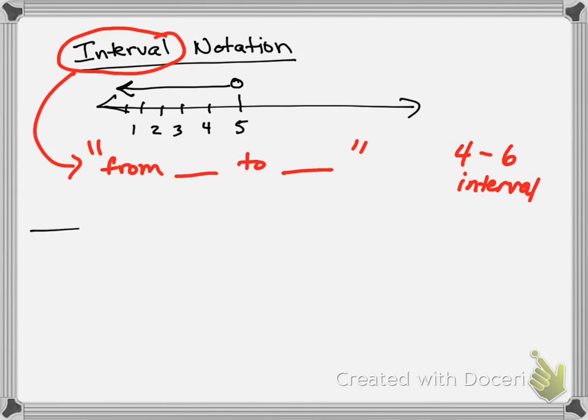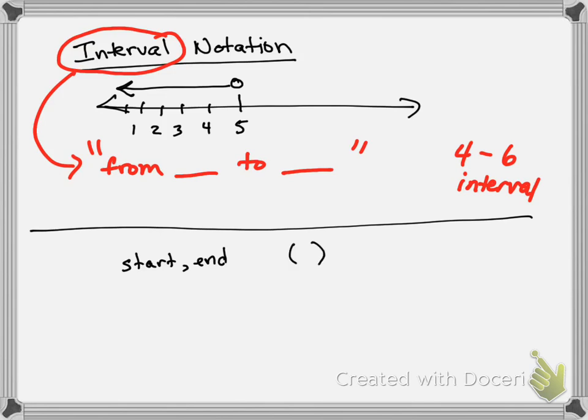So let's just get some common terms down. You're going to have a start number and an end number, and those numbers are going to be separated with a comma. Point number 2: they're either going to be surrounded by parentheses, brackets, or a combination of both, one of each. And each of these things means something.